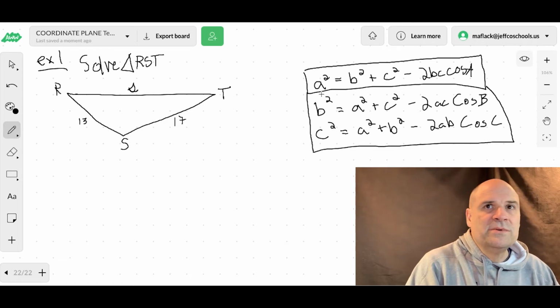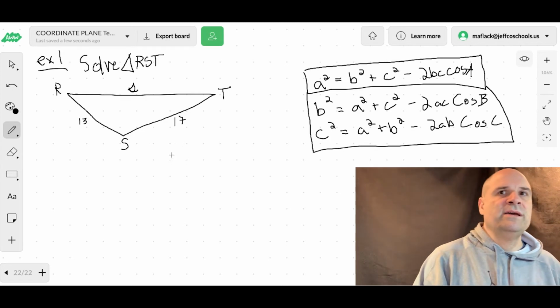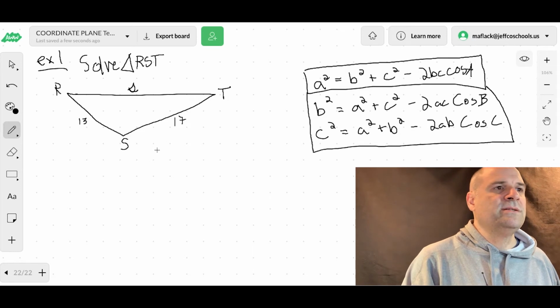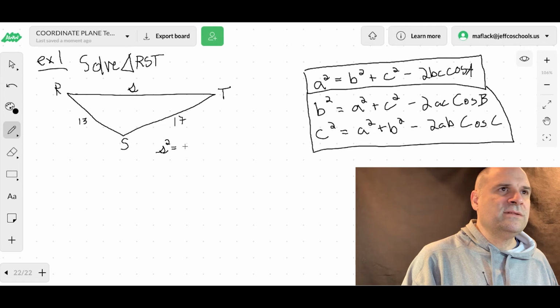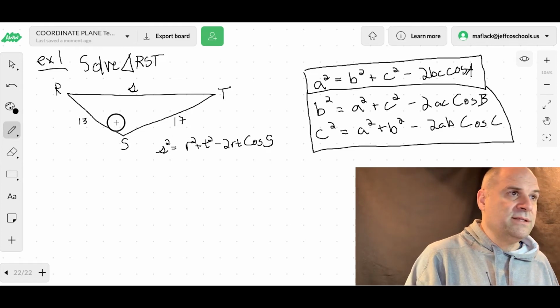So we're just going to use one of these: a squared equals b squared plus c squared minus 2bc cosine of A. In this case, a is s, so we're going to say lowercase s squared equals... well, we could write it like this if it's easier: r squared plus t squared minus 2rt times the cosine of S. Well, S they give us is 75 degrees.